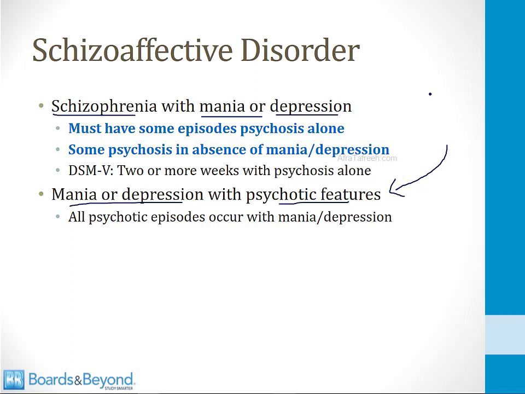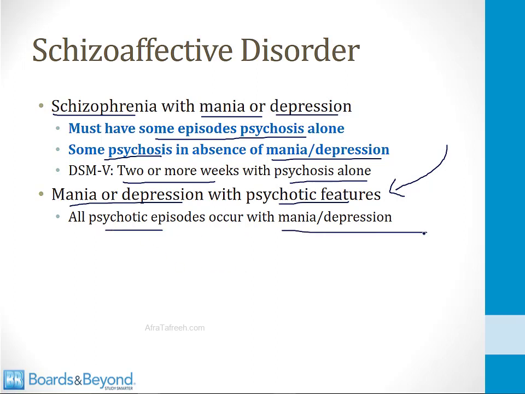Well, here's the trick. In order to have schizoaffective disorder, there must be some episodes of psychosis alone. In other words, some psychotic features that occur in absence of any evidence of mania or depression. The DSM-5 says that patients who have schizoaffective disorder must have 2 or more weeks with psychosis alone, and that is different from mania or depression with psychotic features. In that situation, all psychotic episodes occur in the setting of mania or depression.